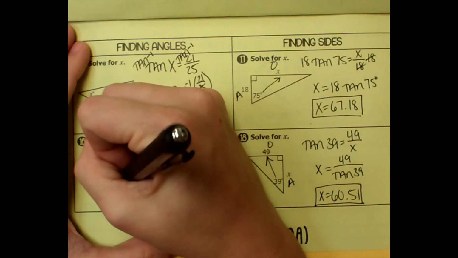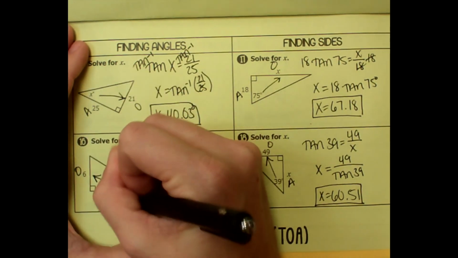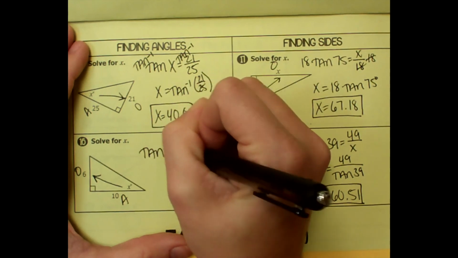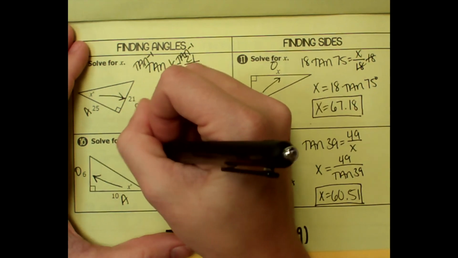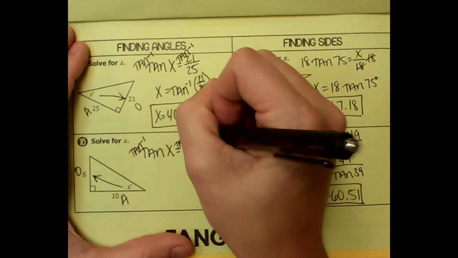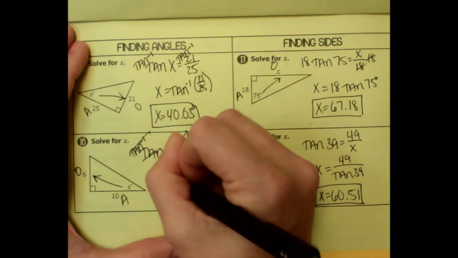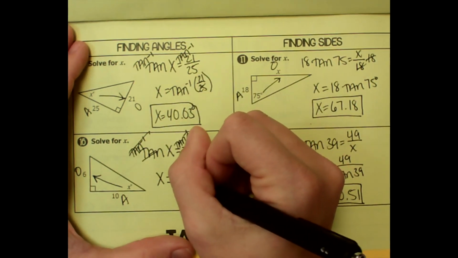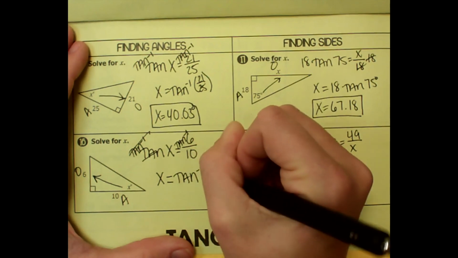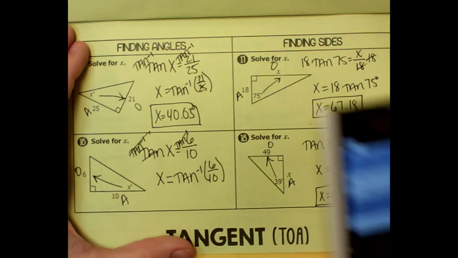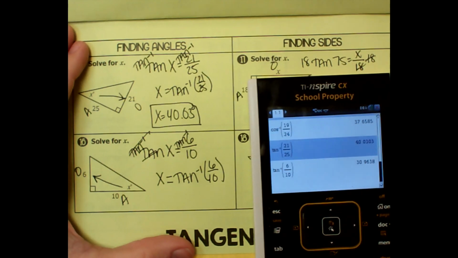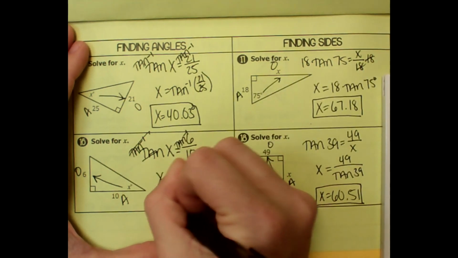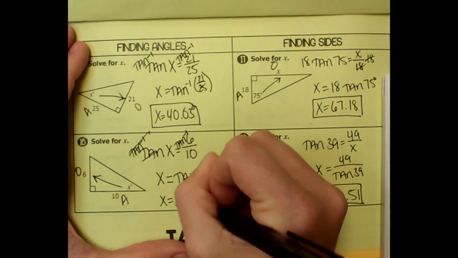When looking at this guy, your opposite is 6, your adjacent is 10, so tangent of x is equal to opposite over adjacent. To get x by itself, you're going to take the inverse, and I'm writing them at an angle just because I don't have a lot of space. So the inverse tangent of 6 over 10 is going to tell me how many degrees that missing angle is. So 30.9638, x is equal to 30.96 degrees.